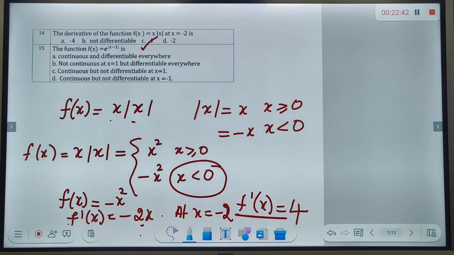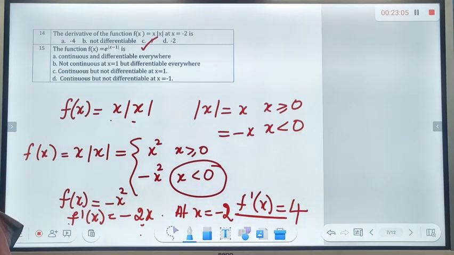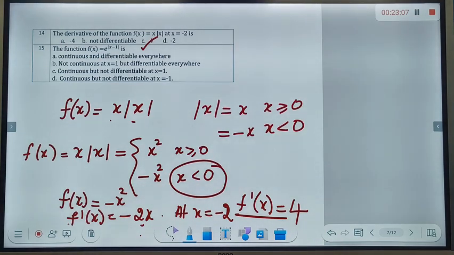The function f of x equal to e power modulus of x minus 1 is: continuous and differentiable everywhere, not continuous at x equal to 1 but differentiable everywhere, continuous but not differentiable at 1, continuous but not differentiable at x equal to minus 1. Several options are given. If you look at the function, you know it is the composition of two functions, namely the exponential function and the modulus function. And we know that the modulus function is not differentiable at x equal to 1, right?